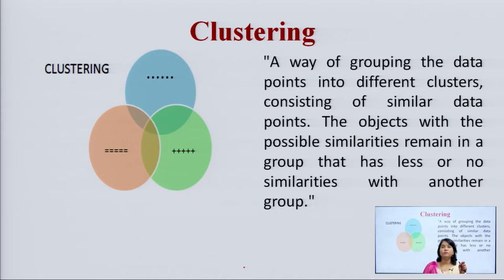So the objects with possible similarities remain in the group. Suppose similar objects will remain in the group and have less or no similarity with another group. Those having no similarities, you will make into a different cluster, isn't it? So you can see examples of clustering in any mall, or in any work assignment that you have been given, which you have to do efficiently. It is not necessary that if somebody follows a pattern, you just straight away follow it. You will make your own clusters for solving things, isn't it? So this is just a way of grouping the data points into different clusters, different methods, different ways. Same kinds of objects will be kept inside one cluster. Another kind of objects will reside in the other cluster. So it will all be combined together, isn't it?